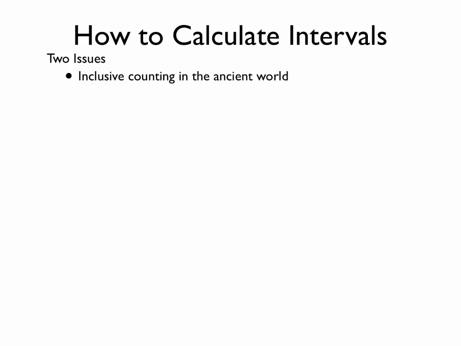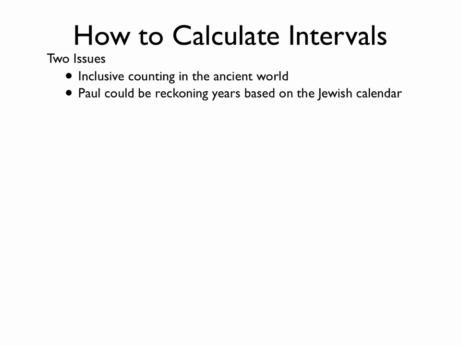Or again, inclusive counting explains how Jesus was raised on the third day. He died on Friday, day 1, was in the grave on Saturday, day 2, and was raised on Sunday, day 3. The second issue is whether Paul is counting his years based on the Jewish calendar or the Roman calendar. Rosh Hashanah, the Jewish New Year, typically occurs around September. Let's look then at how to calculate Paul's 3-year interval that culminates in his flight from Damascus.